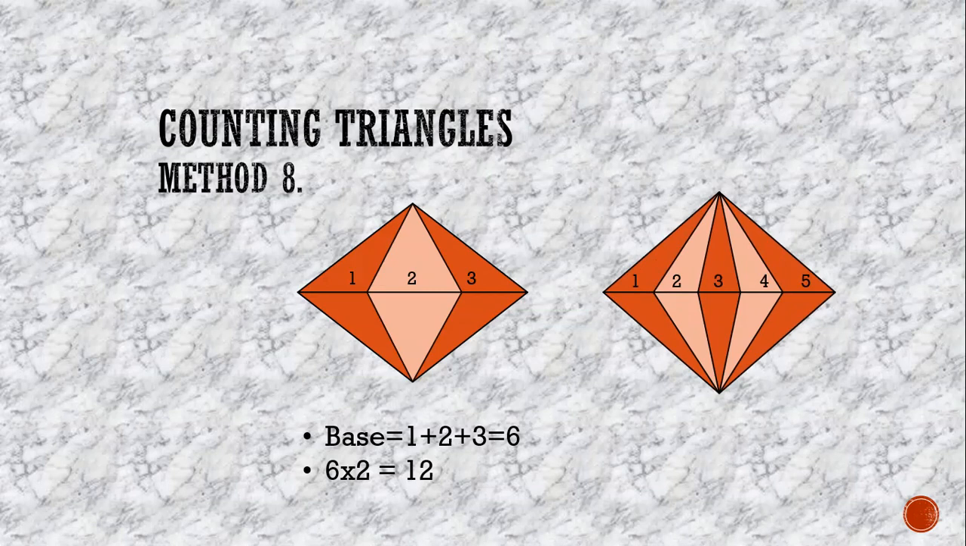Here's another triangle which is the same as the previous one but a little larger. In this triangle, the upper triangle's base is divided into 5 parts. We add these numbers: 1 plus 2 plus 3 plus 4 plus 5 which is equal to 15. So now we multiply 15 by 2 which is equal to 30. So we have 30 triangles in this figure.